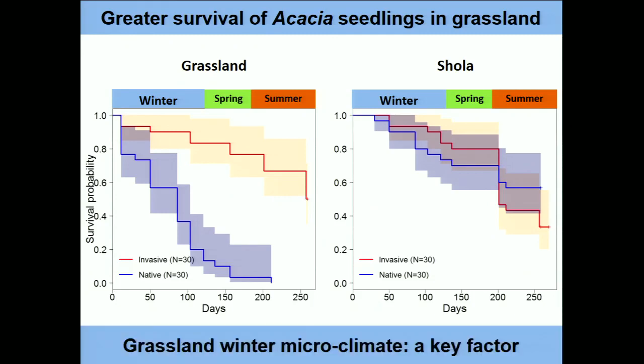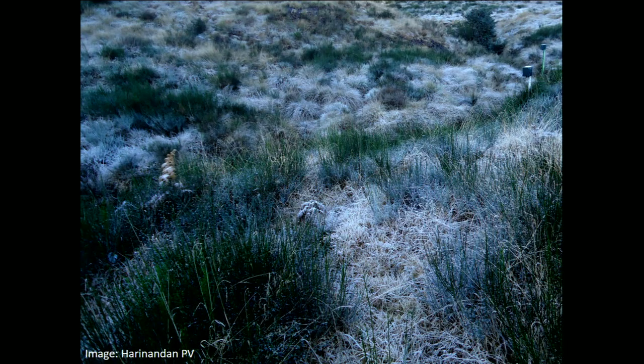And the other thing is we can see the native seedling survival dropped down sharply, especially during the winter, which indicates that for native tree seedlings, it's the grassland winter microclimate that could be a key factor which limits their establishment in the grassland. So we decided to focus and investigate more on this grassland winter microclimate. One of the key differences in microclimates between forest and grassland here is that sometimes during winter in grassland, nighttime temperature drops below 0, which leads many times to the occurrence of frost in the grassland.